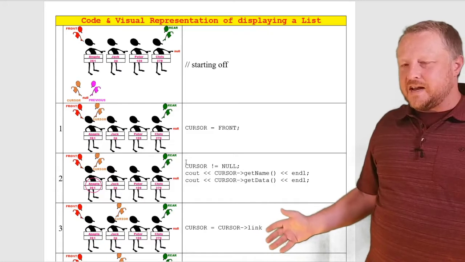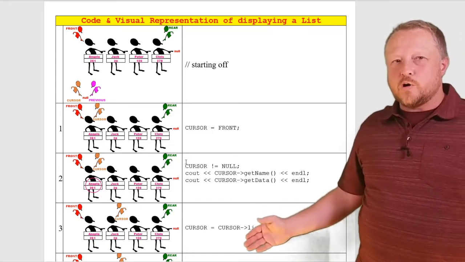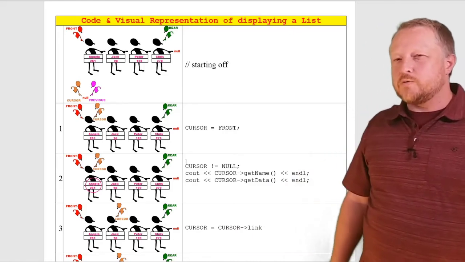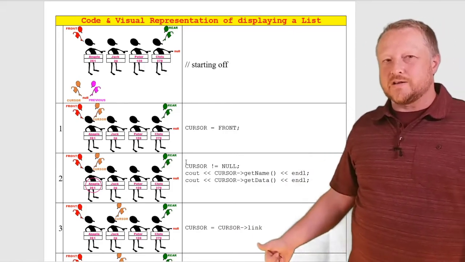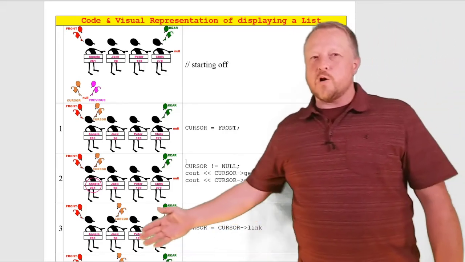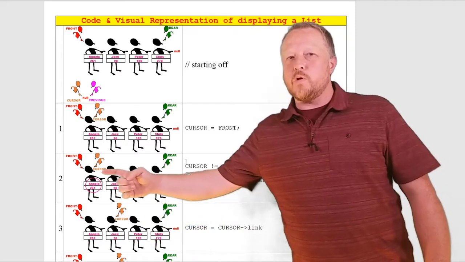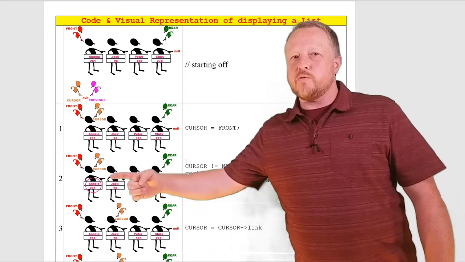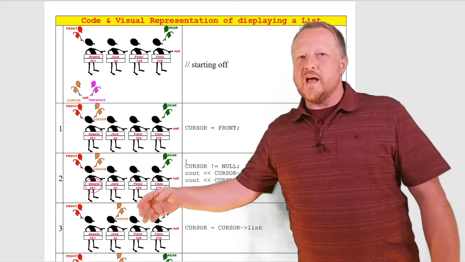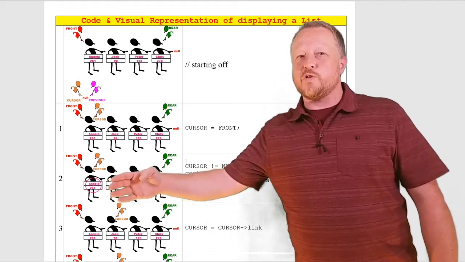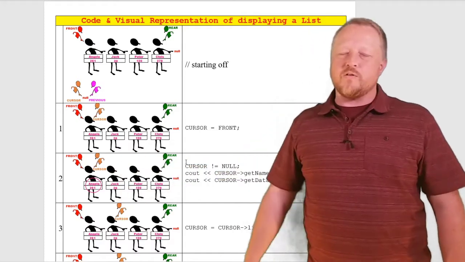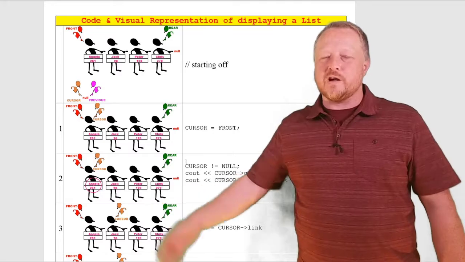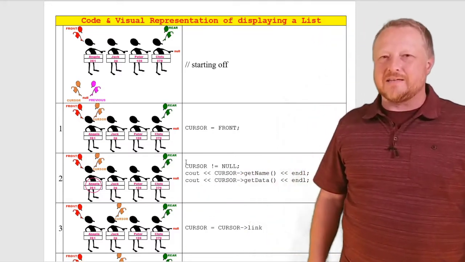This line's the kicker. We have cursor equals cursor arrow link. Now remember, which side of an equal sign gets done first? It's the right hand side. So we look at the cursor's current location, which is right here. We look at its link, which is right there. And we say, cursor, I want you to move to whoever your link is pointing to. And that's how we move that pointer up to the next spot.